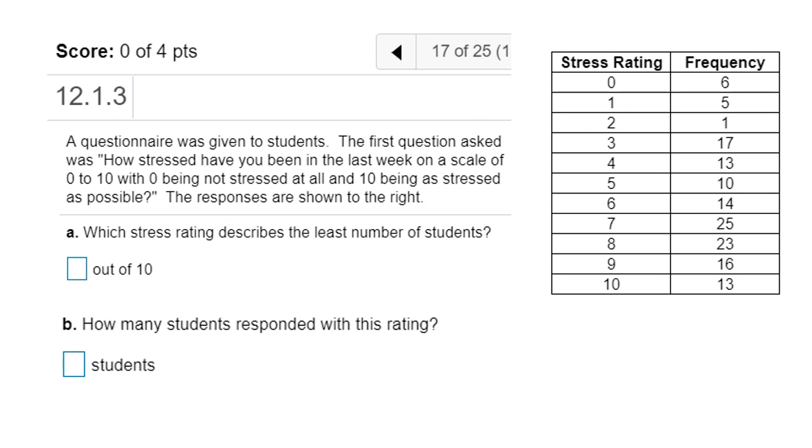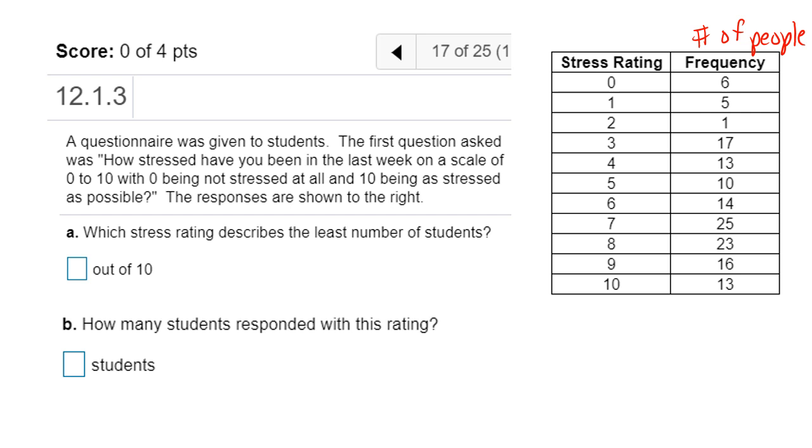Now in question 17, we get a little bit into statistics. A questionnaire was given to some students and they were asked, hey, how stressed have you been in the last week? Put it on a scale of 0 to 10. 0 is not stressed at all, but 10 is being stressed out as possible. All the responses are given over here. So you'll notice 0 to 10 is the stress level, and these would be the numbers of people who said they had a particular stress level.